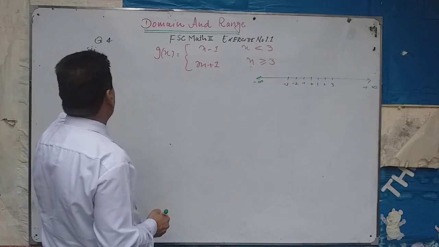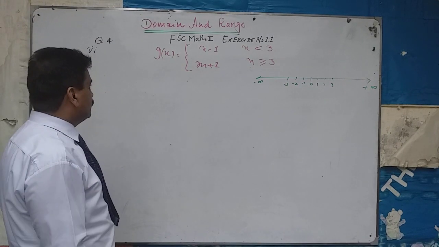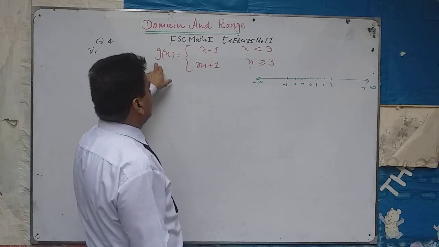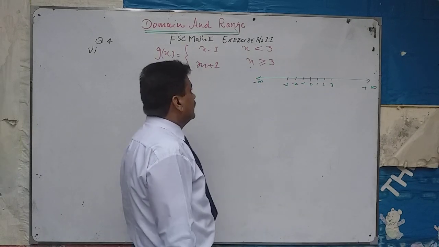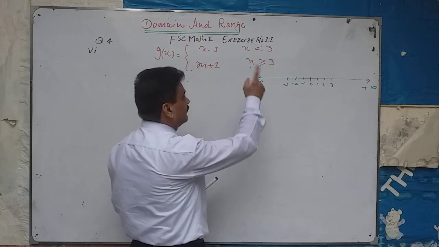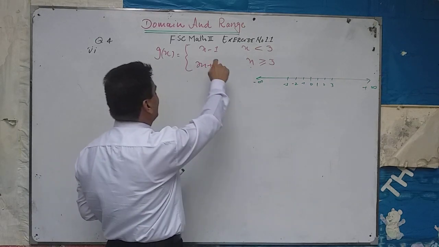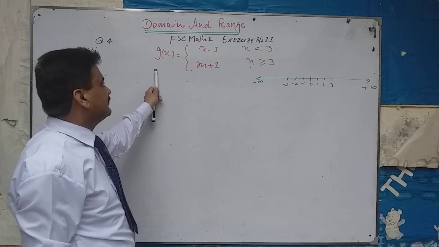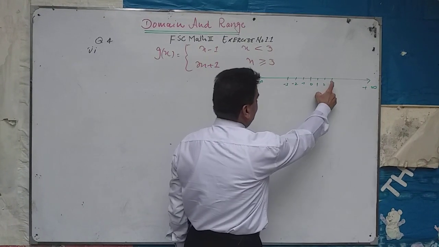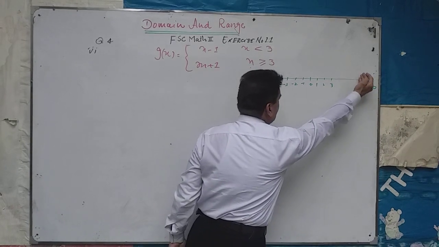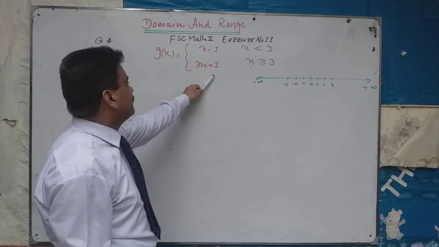In problem 4 part 6 we have to find the domain and range of the function. We have a piecewise function g of x equal to x minus 1 when x is less than 3. For all values less than 3, the function is defined as x minus 1. For values greater than 3, the function is defined as 2x plus 1.